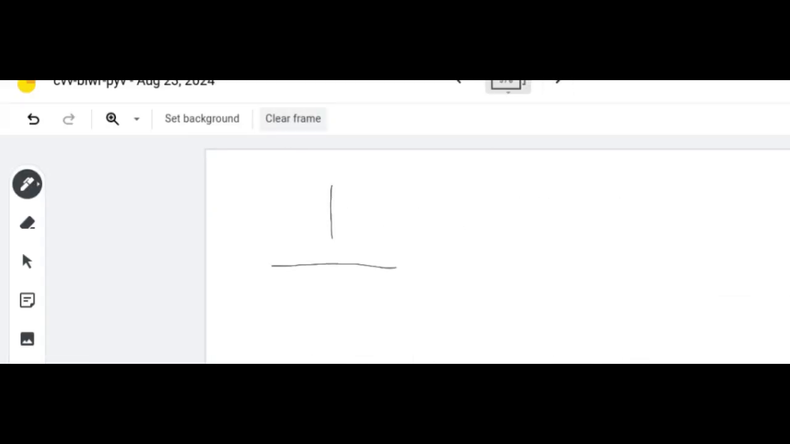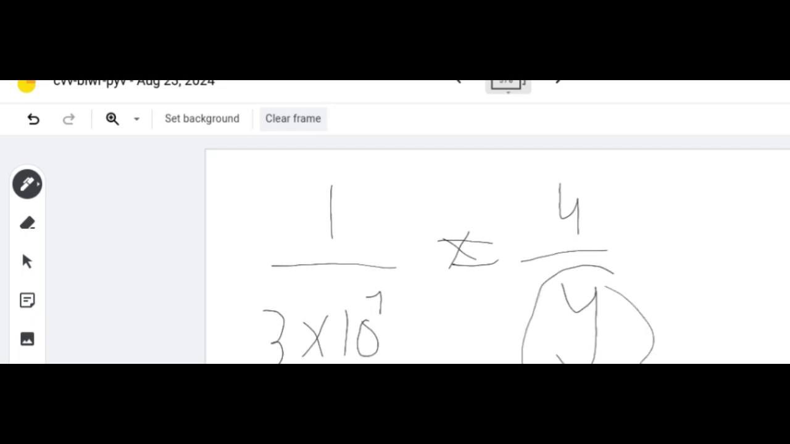So 1 to 3 multiplied by 10 raised to the power 7. So x is equal to 4 and we have to find the y. It means y will be 3 multiplied by 10 raised to the power 7 multiplied with 4. What will be the answer? 4 threes are 12. 12 multiplied by 10 raised to the power 7 centimeter. But we have to get the answer in kilometer, na?